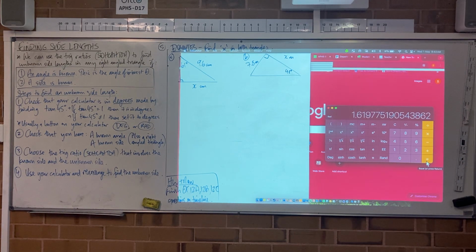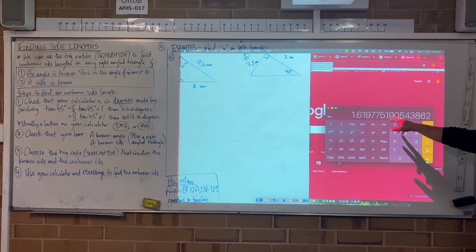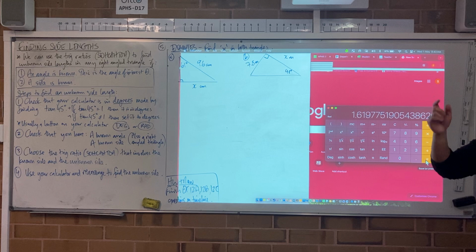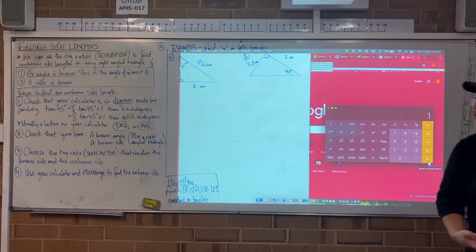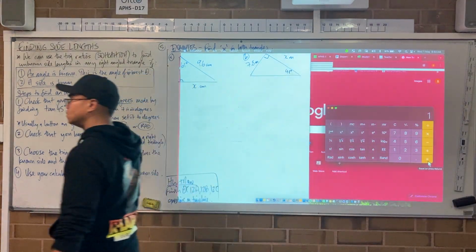If you do extension maths next semester, you'll know why. But for now, if you see that, you're going to go, oh, it's not in degrees mode. So I find the button that says DEG or RAD. This one says DRG, that probably means degrees to radians mode or something. So now I'm in degrees mode. So check 45, tan is 1. Okay, I'm ready to go with finding side lengths.